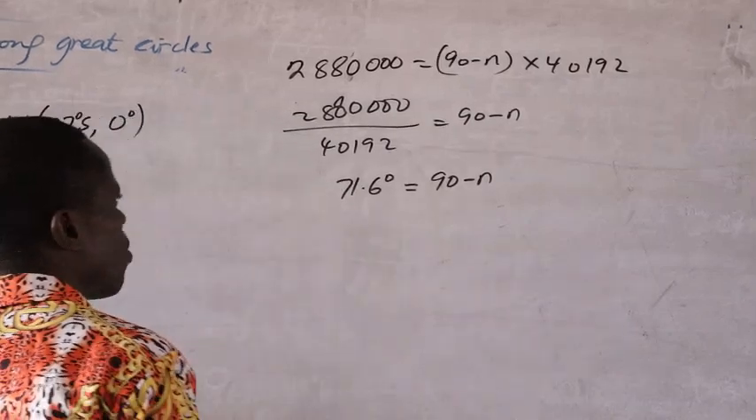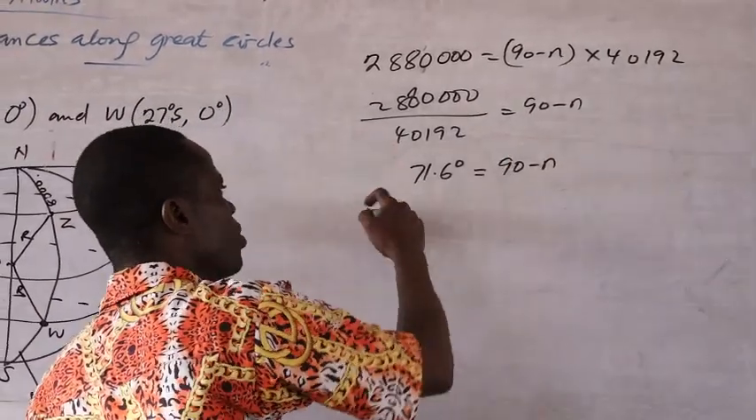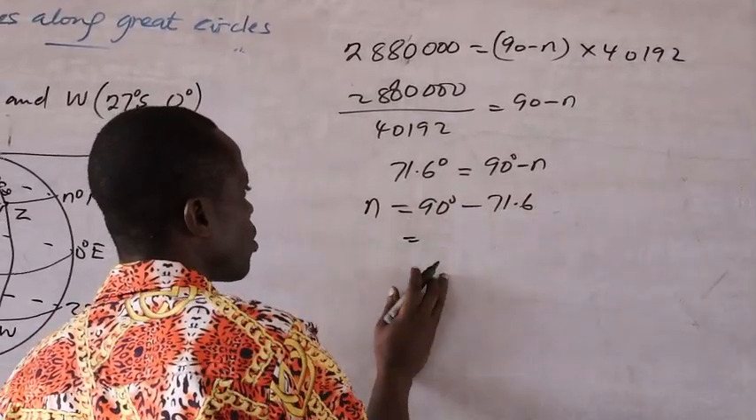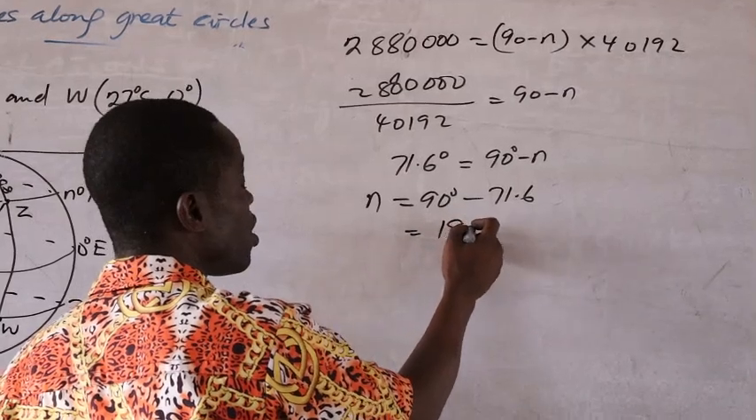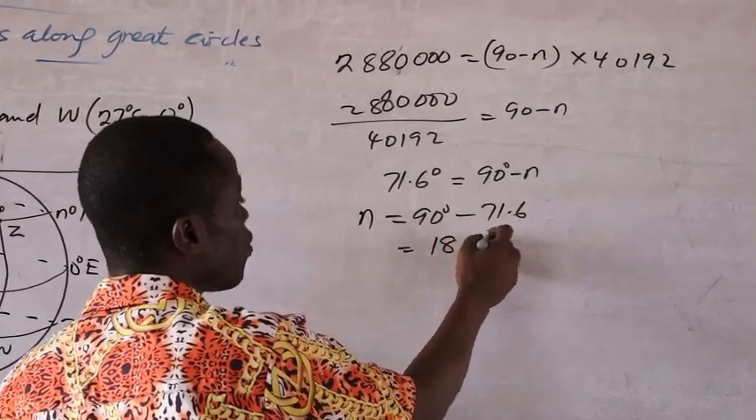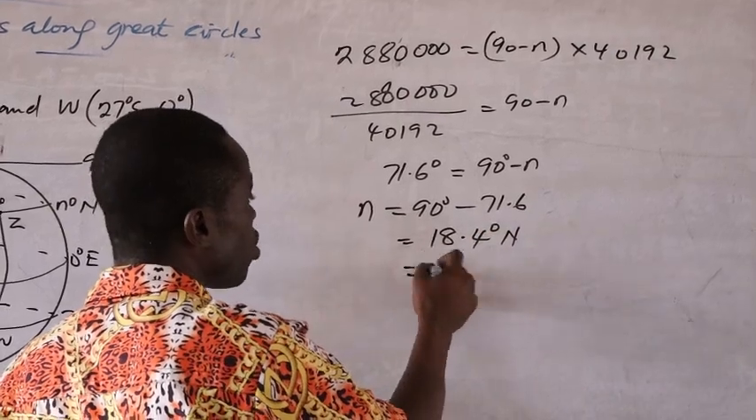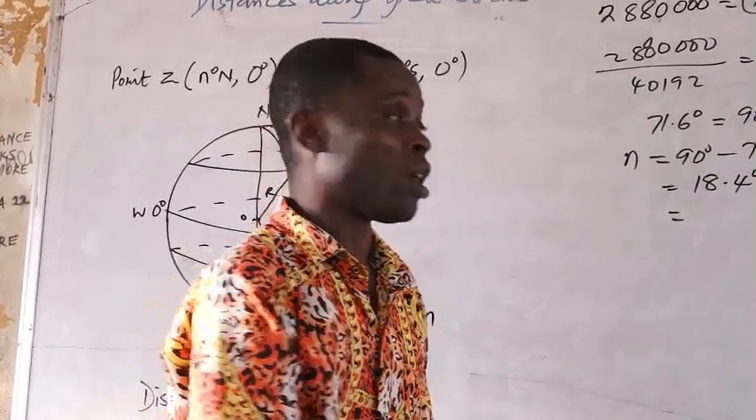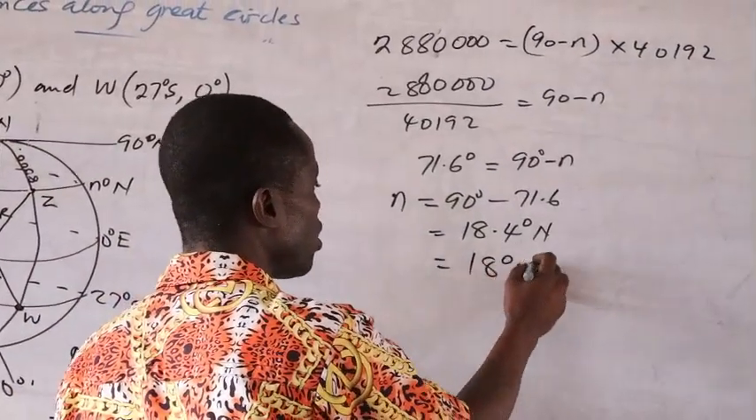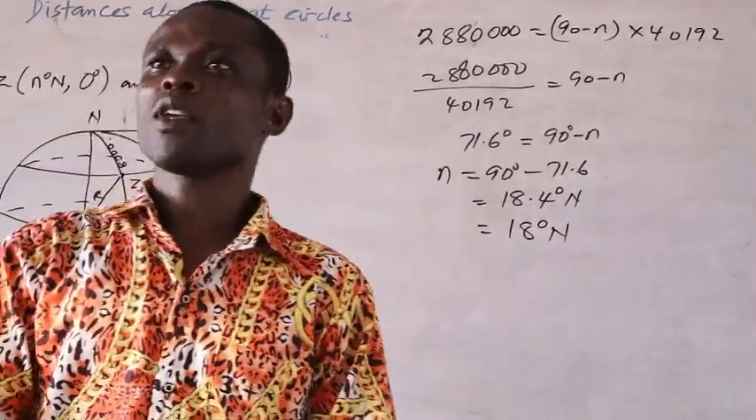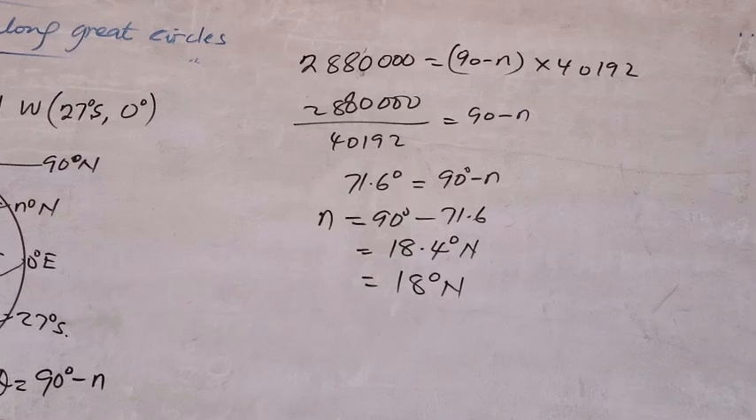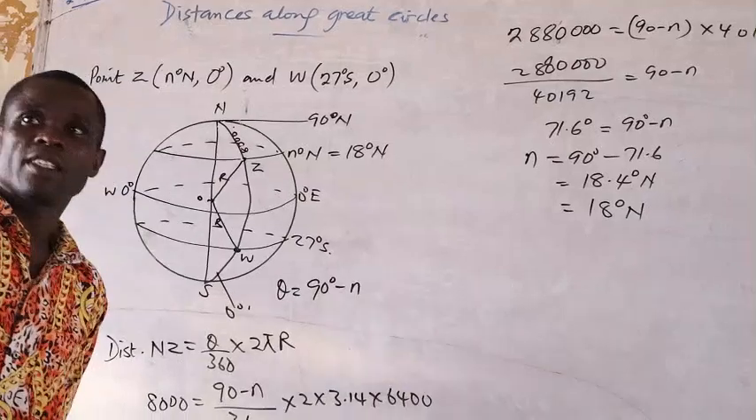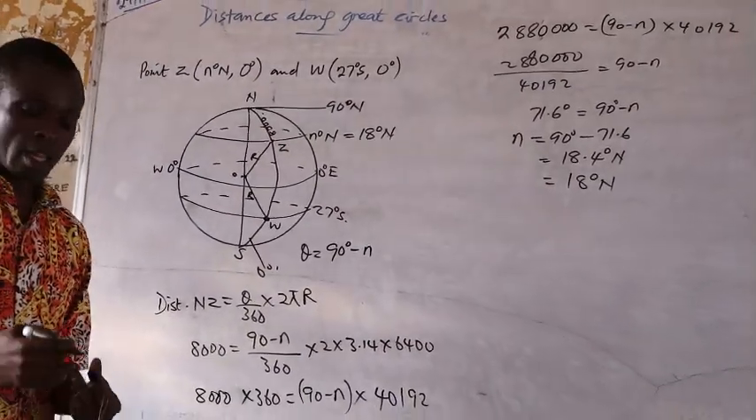So if it is 71.6, let me make n the subject. n is equal to 90 degree minus 71.6. What do we have? 18.4 degree north. But according to the question, we should approximate our answer to the nearest integer. Integer is a whole number. Now what is that? 18 degree. Is that taken? So it is 18 degree north, so we can now come here and write 18 degree north. That is n.